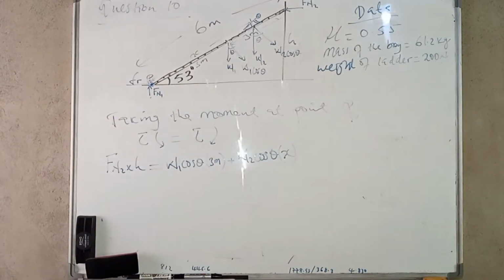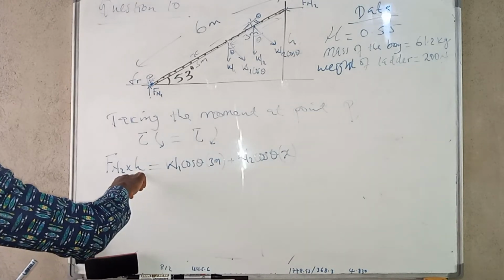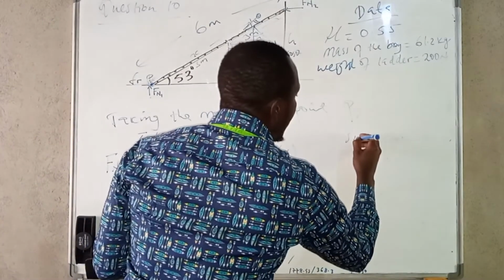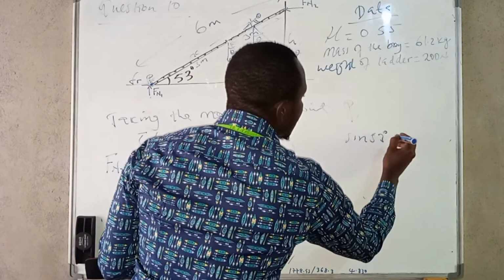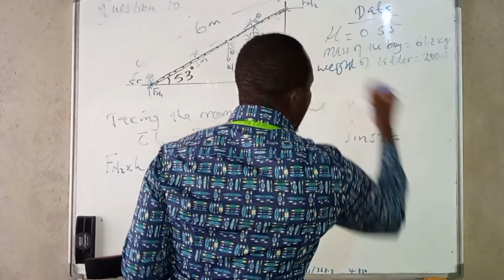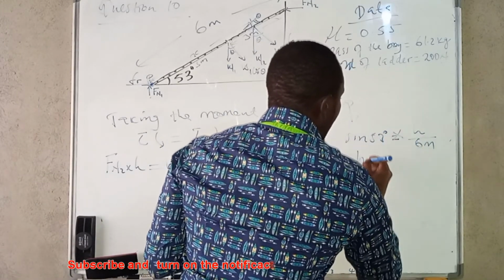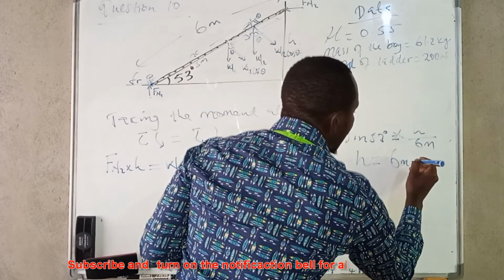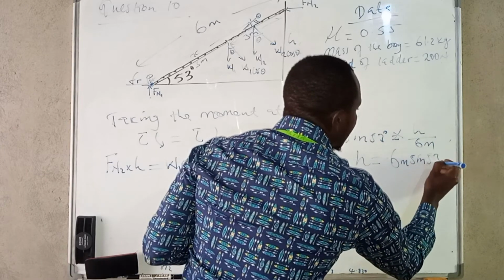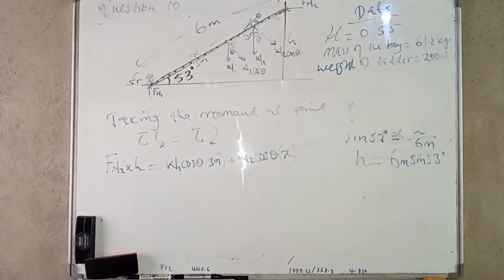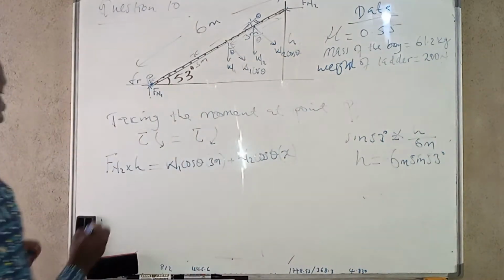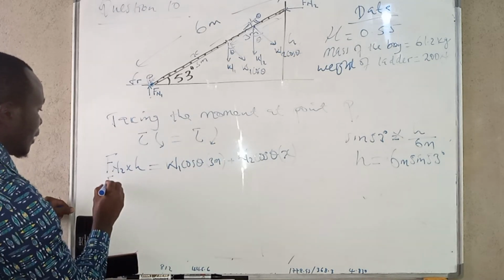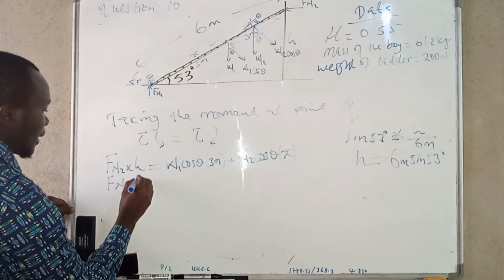It is x. But h, we do not have h here, but we have this angle and we have the hypotenuse. So from SOH CAH TOA, sine 53 degrees must be equal to opposite, h, over 6 meters. So that when we make h the subject, we are going to have 6 meters times sine 53 degrees. So we can now plug in the values.